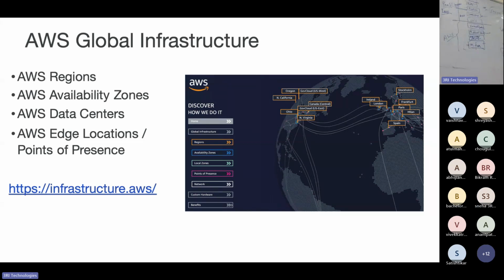So there would be multiple such availability zones in one region. Basically, one availability zone, you can assume, is one data center. One data center means thousands of such stacks in one data center. That means this is the scale of the operation. Understand this very clearly.